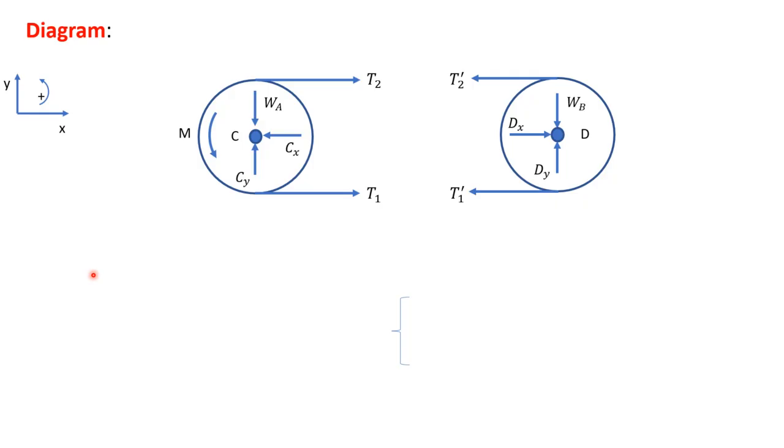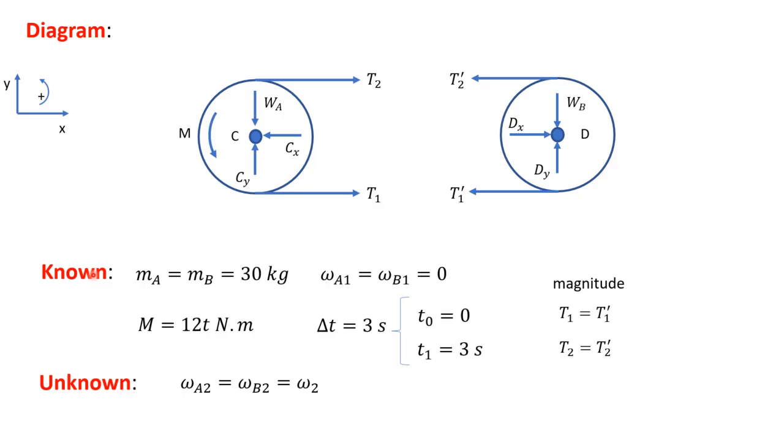So once again, I just re-sketched the free body diagram. Again, the masses are known, and omega 1 is known to be 0. The torque is going to be equal to 12t Newton meters. Delta t is 3 seconds, so t0 was 0 and t1 is 3 seconds. In magnitude, T1 is equal to T1 prime, and T2 is equal to T2 prime. So now we know that omega A2 is equal to omega B2, and this will be equal to omega 2. Actually, this should be C, but anyway, it doesn't matter.